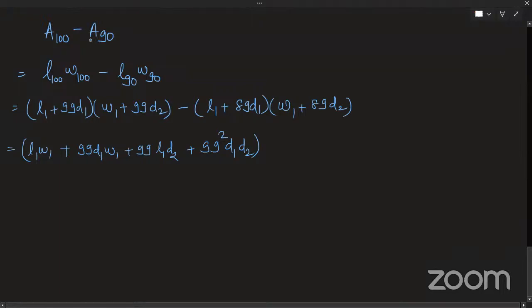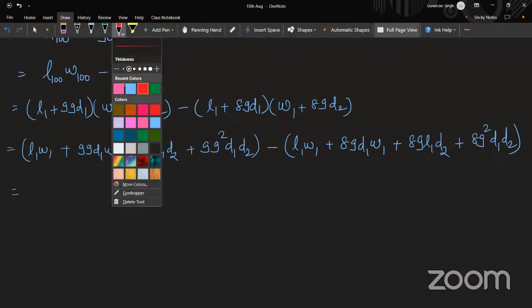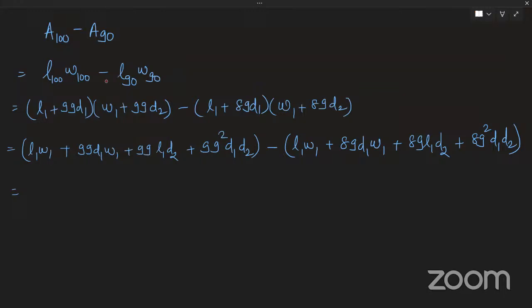You can open this and check, right? It will be this only, minus L1 W1 plus 89 times D1 W1 plus 89 times L1 D2 plus 89 squared D1 D2. Correct? Yes, sir. Any issue with opening this bracket? No, sir. Okay, so L1 W1 again gets cancelled.